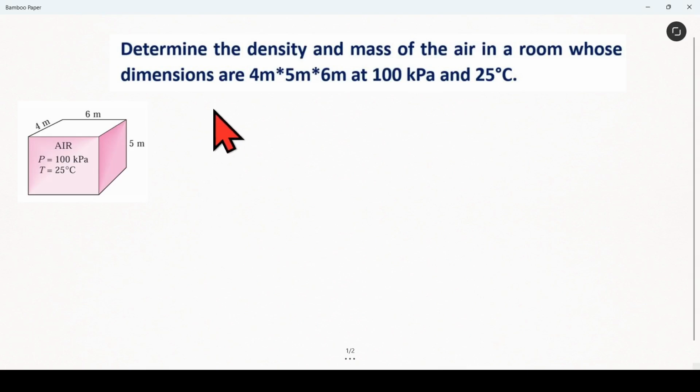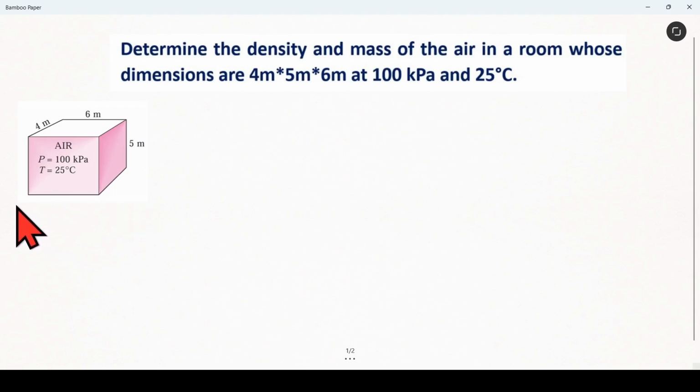Hello everyone. In today's video, we have a numerical problem where we are going to calculate the density and mass of the air in a room. Now this room has a height of 5 meters, width of 6 meters and depth of 4 meters. The air inside the room is at pressure 100 kilopascal and temperature 25 degrees Celsius.